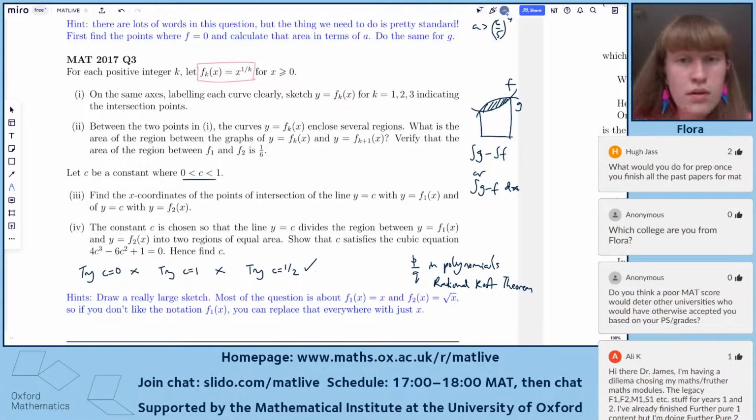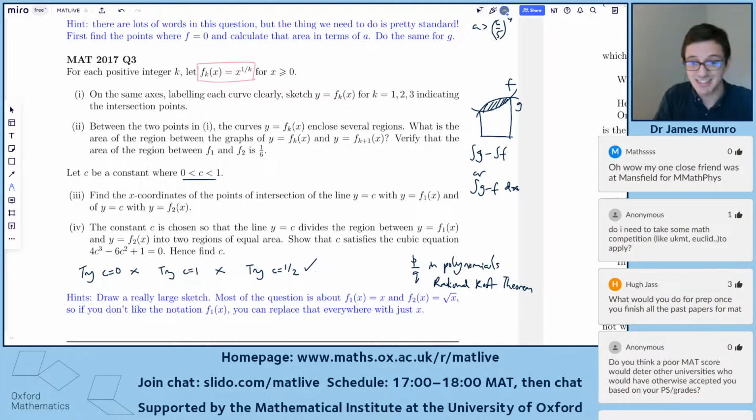Someone called Hugh wants to know what prep they can do after past papers for maths. I guess I'd recommend TMUA or STEP, if you want to do the same style. TMUA or STEP papers are going to have similar questions. Also looking at other maths content, because maths A level has a very limited syllabus.